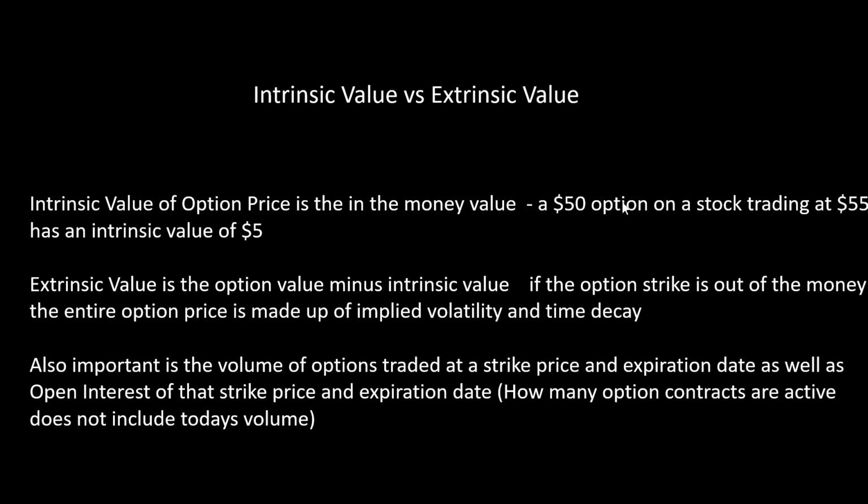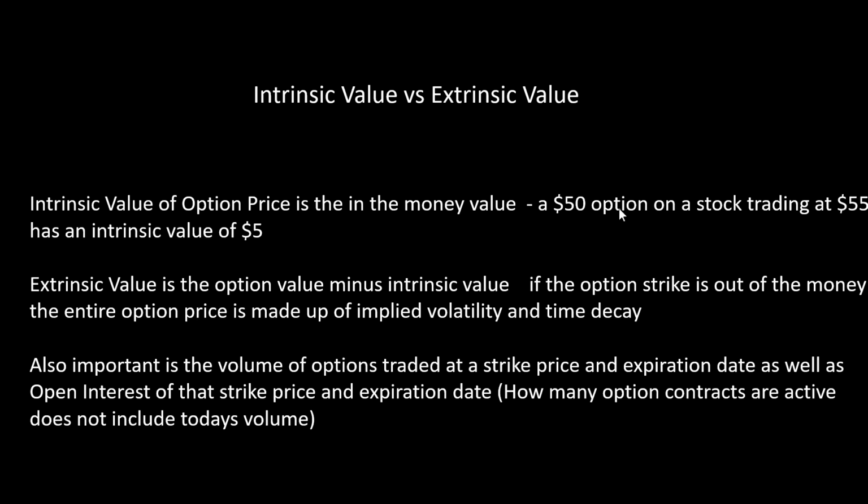So if we have a $50 option on a stock trading at 55, right? So we have a $50 call and the stock's trading at 55. It has an intrinsic value of $5. Obviously, this $50 call is going to be worth at least $5 because the stock's trading at 55. The extrinsic value is the option value minus the intrinsic value.